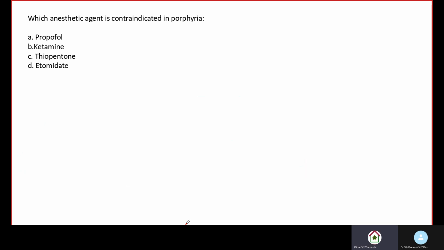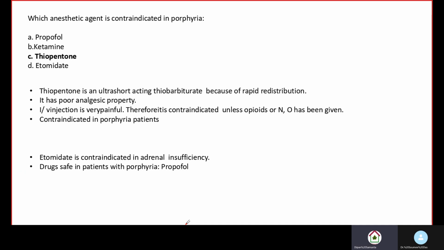Which anesthetic agent is contraindicated in porphyria: propofol, ketamine, thiopentone, or etomidate? The answer is thiopentone. It is the anesthetic agent contraindicated in porphyria. It is an ultra short acting thiobarbiturate because of rapid redistribution.